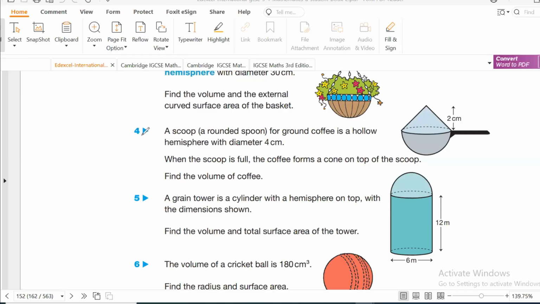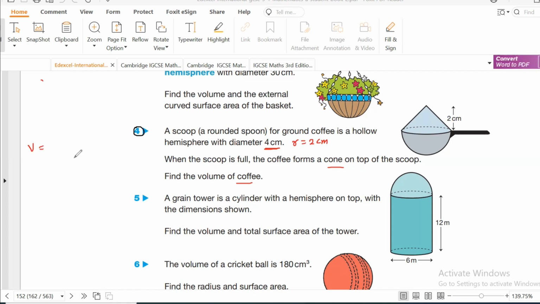Now we will try question number 4. In this question we have a scoop, a round spoon for ground coffee, which is a hollow hemisphere with diameter 4. If diameter is 4, the radius is half of the diameter, so 2 centimeter. When the scoop is full, the coffee forms a cone on the top of the scoop. Find the volume of the coffee. So coffee is including all this, which means the volume is the volume of this whole shape.